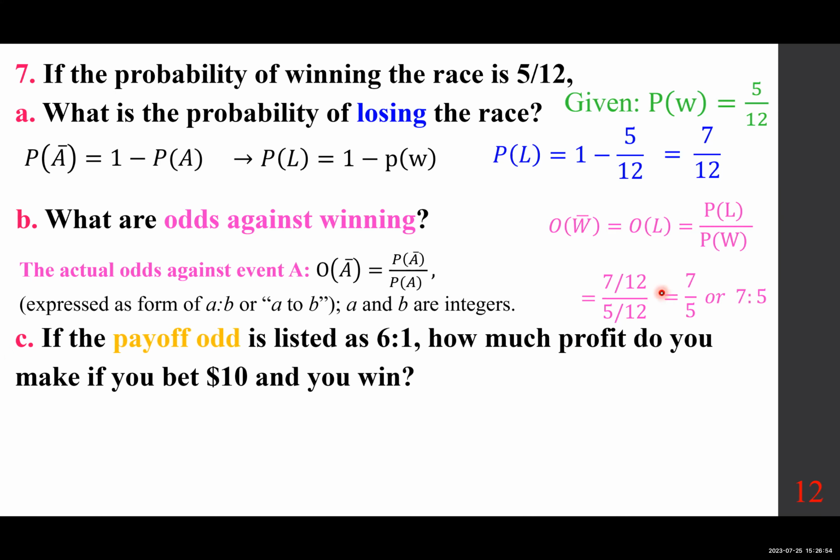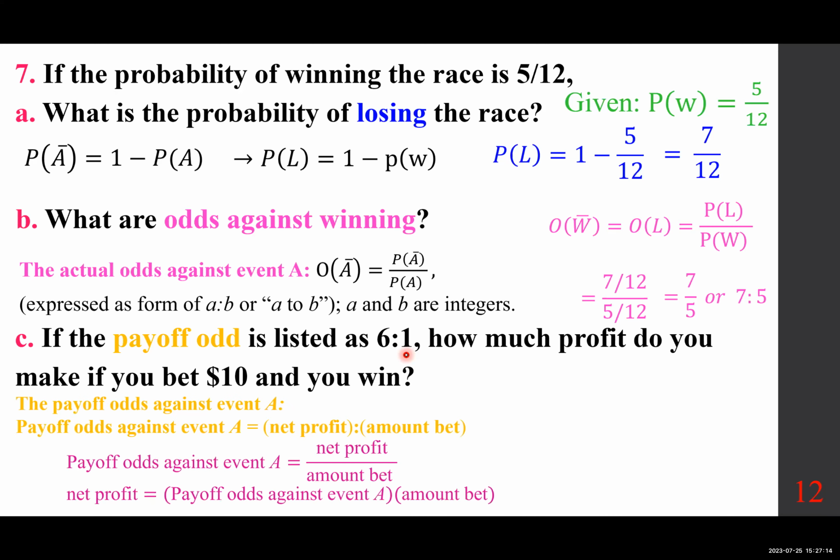If the payoff odds are listed as 6 to 1, how much profit do you make if you bet $10 and you win? Again, let's look at the definition. The payoff odds against event A is net profit to amount of bet. That means net profit divided by amount of bet.